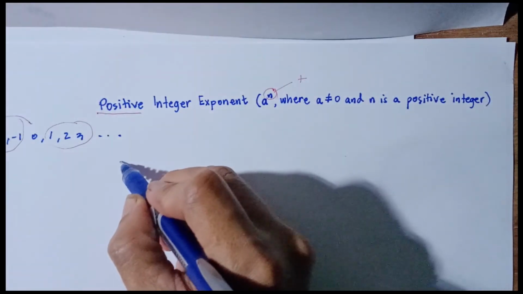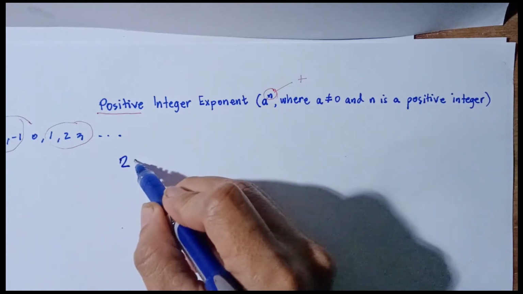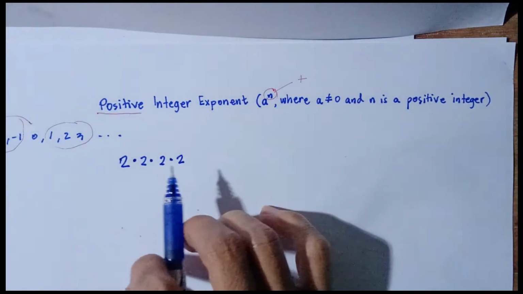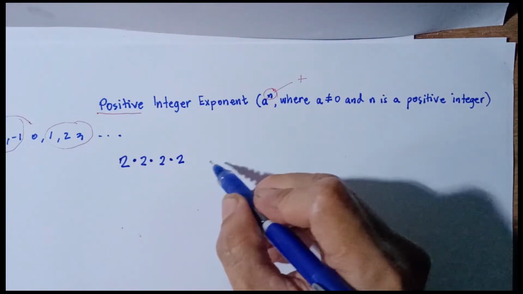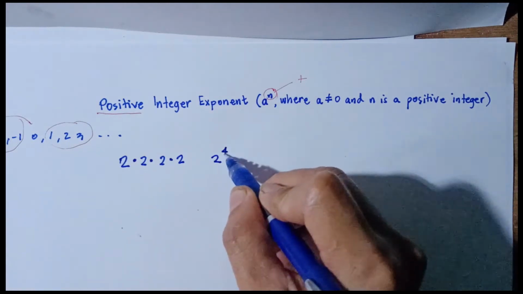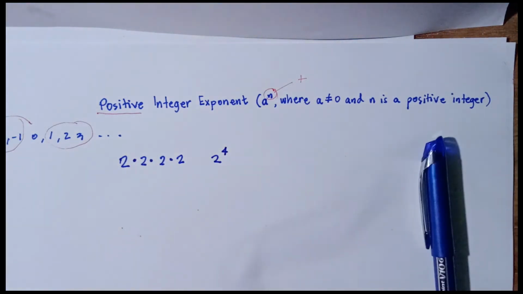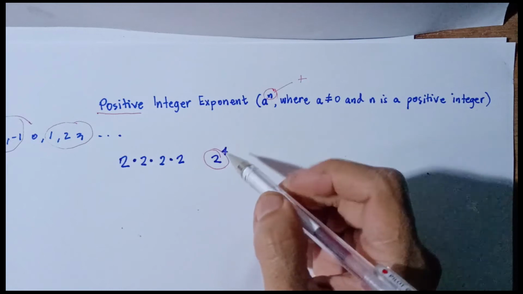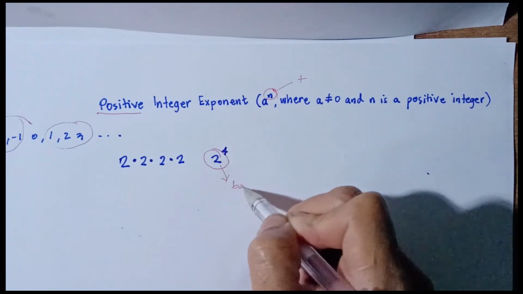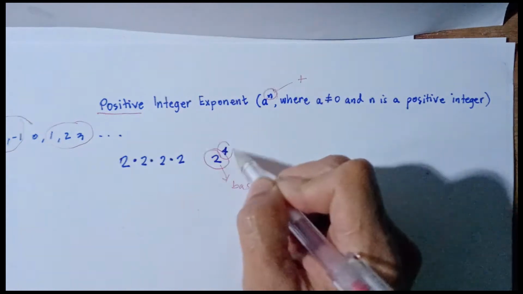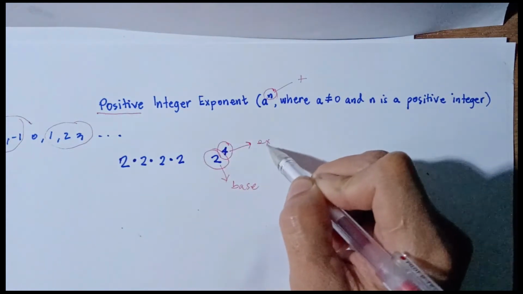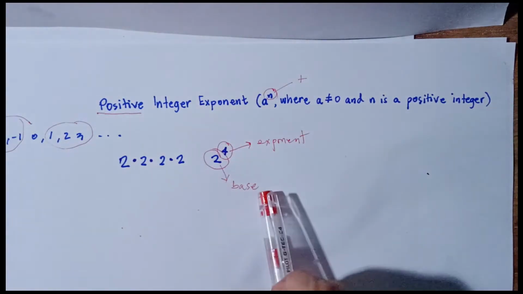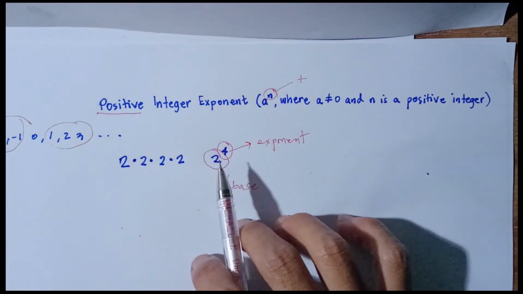For example, 2 times 2 times 2 times 2. This expression can be written as 2 raised to the power of 4. So as we see, 2 is our base and 4 is our exponent.